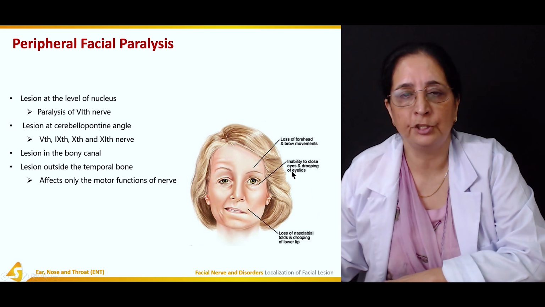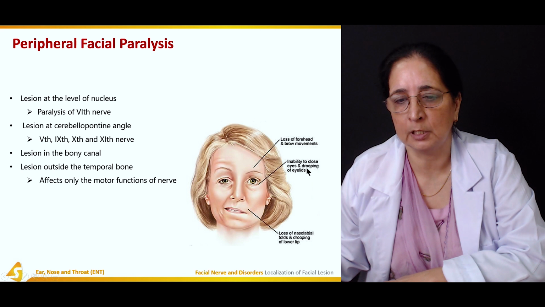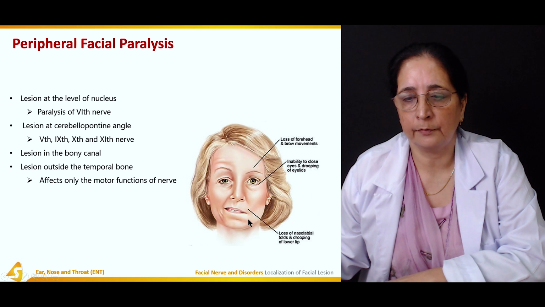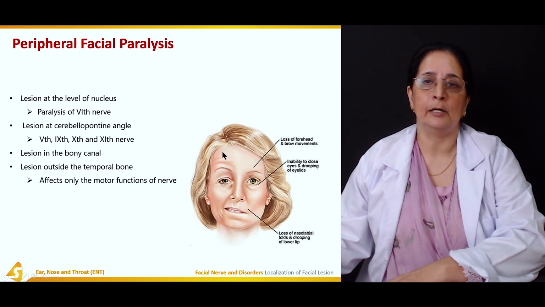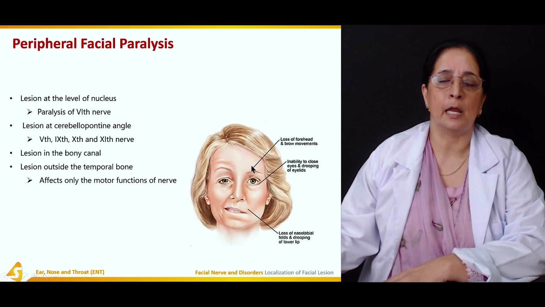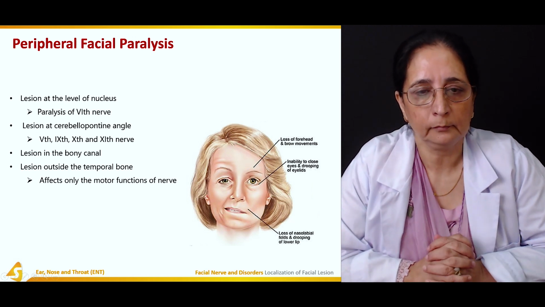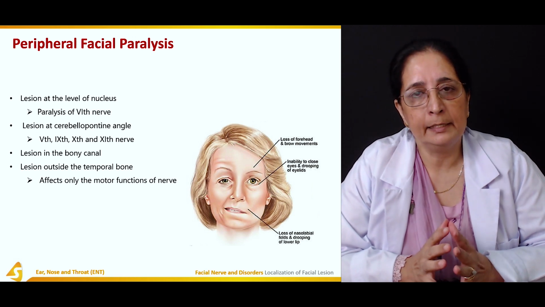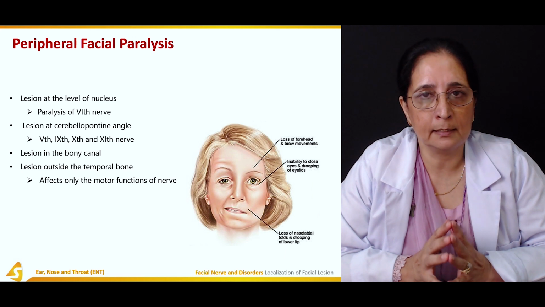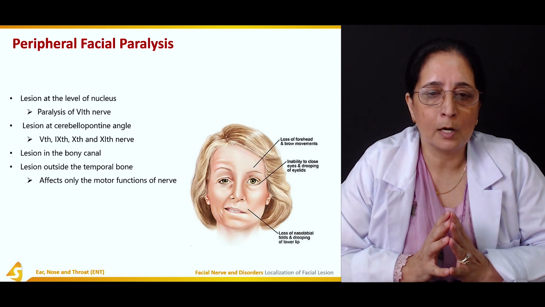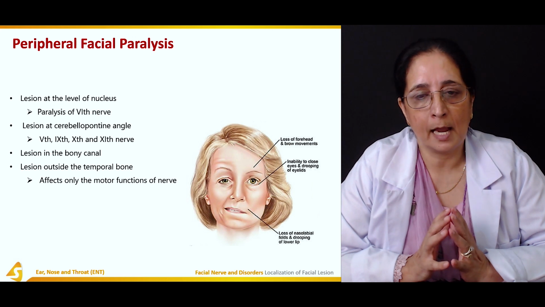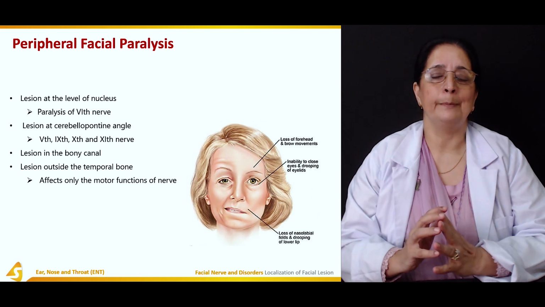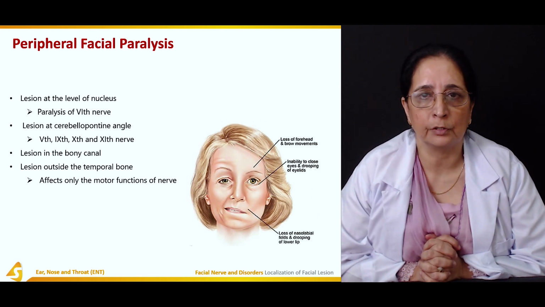And this is the facial paralysis in peripheral lesions: inability to close eyes and drooping of eyelids, loss of nasolabial fold, but in this there is loss of forehead and brow movements also. So different levels of lesions affect different nerves. At the nucleus it affects the sixth nerve. At the cerebellopontine angle it affects fifth, ninth, 10th and 11th nerve, and then at the temporal region it mainly affects the motor functions of the nerve.